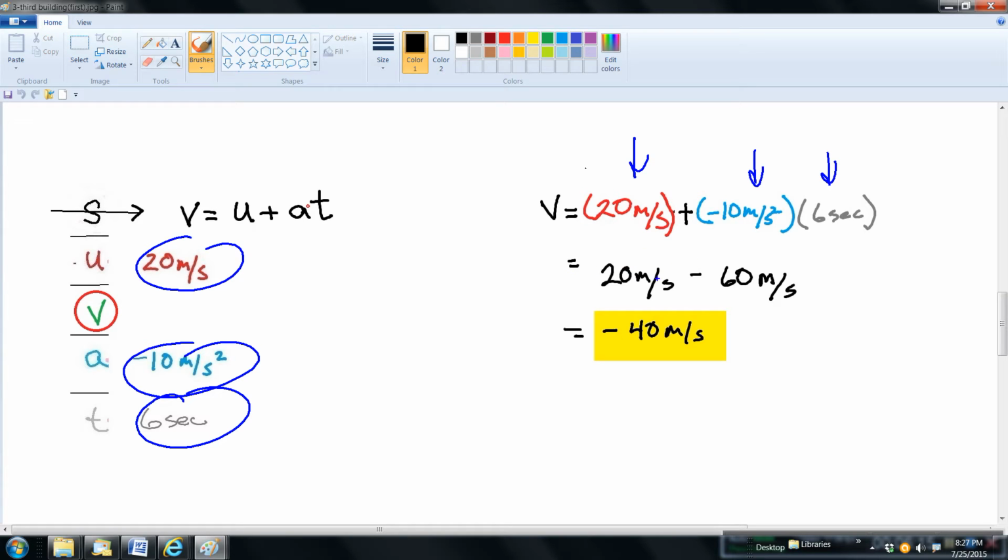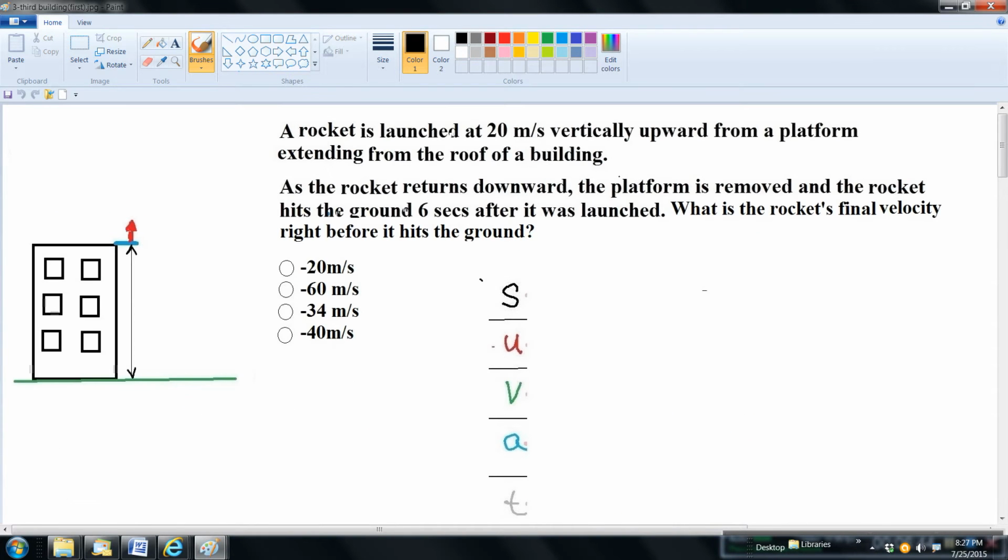So we've got 20 meters per second minus 60 meters per second. This second on the bottom cancels out, so we've got velocity and velocity, and so we end up with a final velocity of minus 40 meters per second. So right before that rocket hits the ground, it's going to be minus 40 meters per second. So it goes straight up, comes straight down, and then continues on downward and picking up speed.